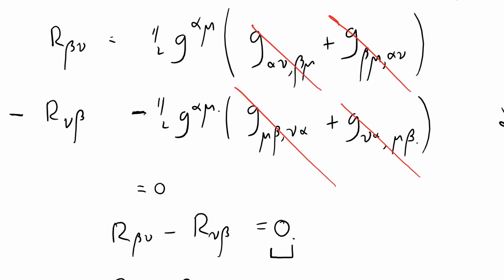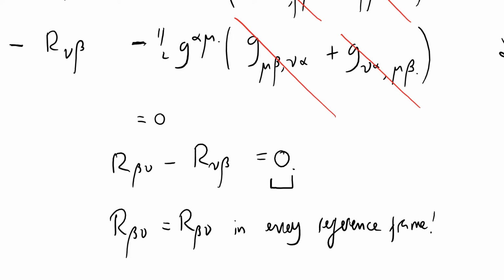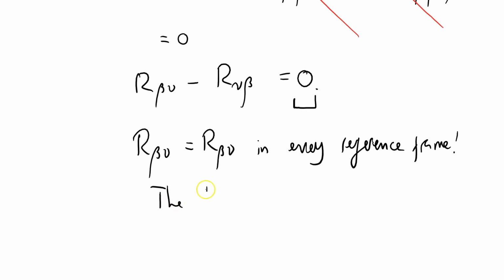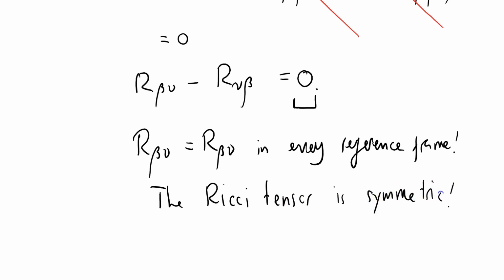We were using quite a number of deep properties of differentiation and the metric tensor together, all in one sort of splurge, to come out with this symmetry relationship here. I think that's really rather nice. So the Ricci tensor is symmetric.